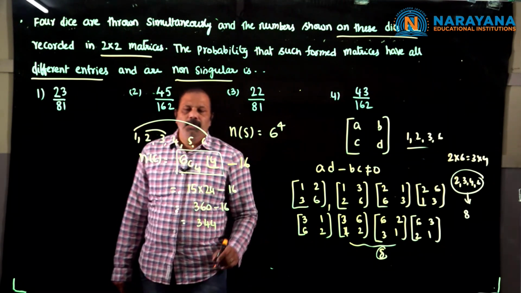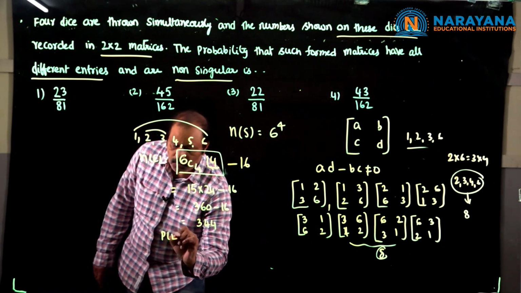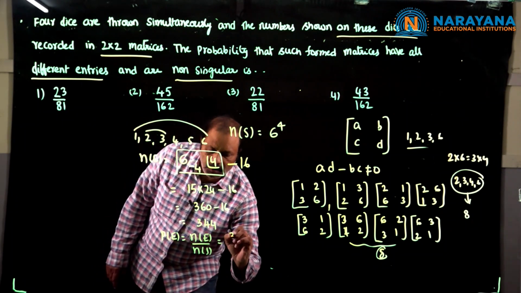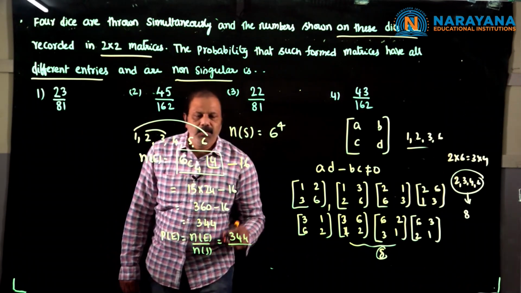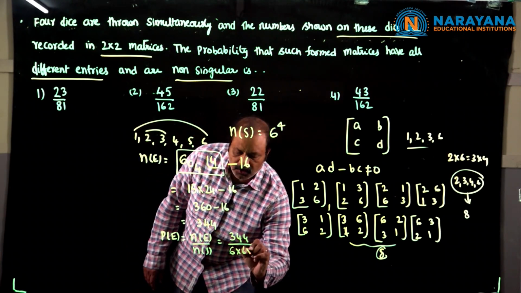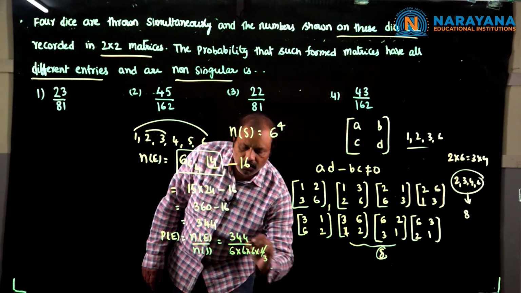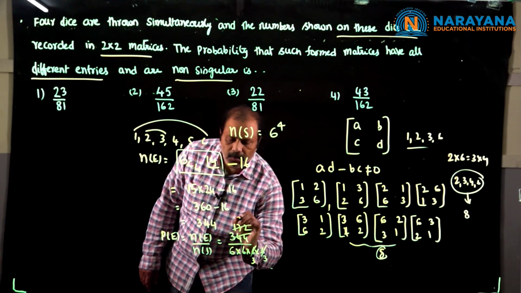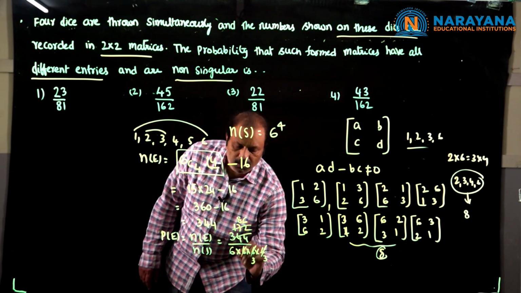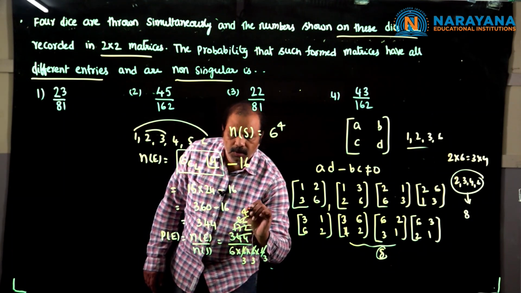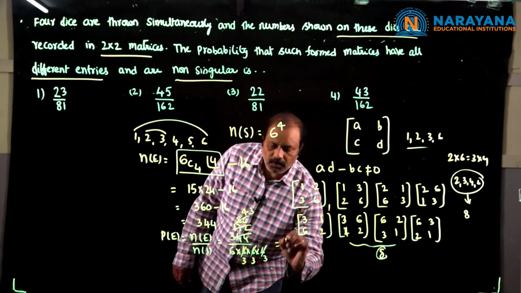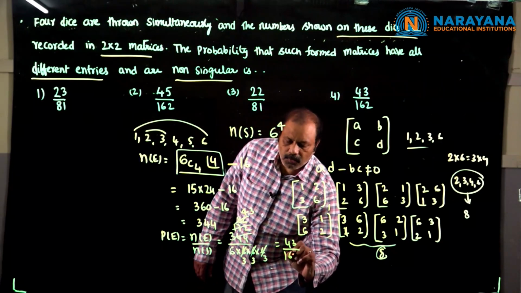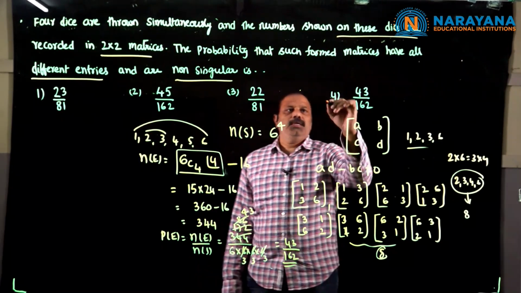That is 344. So, P of E is equal to n of E by n of S, which is 344 by 6 power 4. You can write this as 6 into 6 into 6 into 6. Simplifying, this will be equal to 43 by 162. Hence this is the correct option.